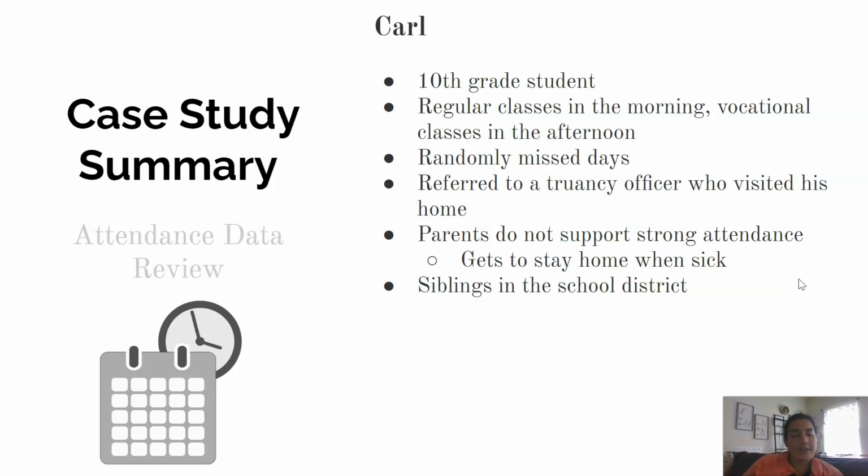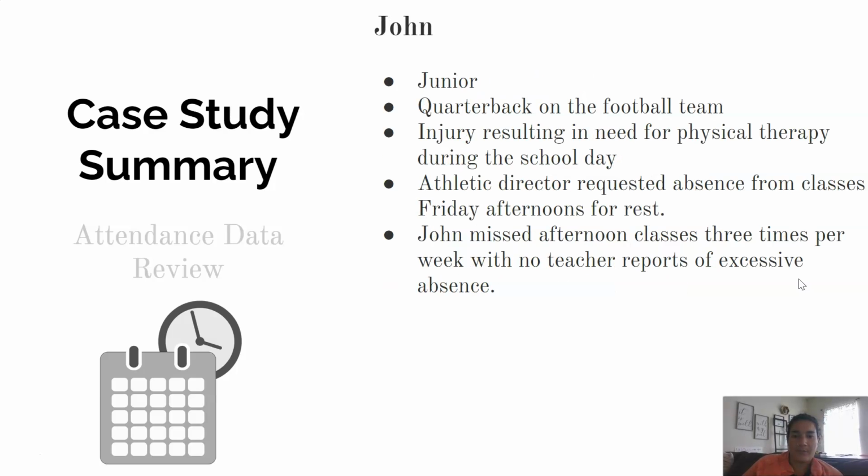He does have siblings in the school district, and the principal is interested to know what the attendance of those siblings looks like as well. And then the last student that's looked into is John. He's a junior quarterback on the football team. He has an injury that requires him now to have physical therapy. So his athletic director not only is approving this therapy during the school day, but on top of that is requesting he misses out Friday afternoons to rest. I'm reading between the lines here, but I'm assuming it's so that he's fresh for the football game Friday night. So he's missing afternoon classes 3 times per week, but there's really no record indicating excessive absence that the principal can find.